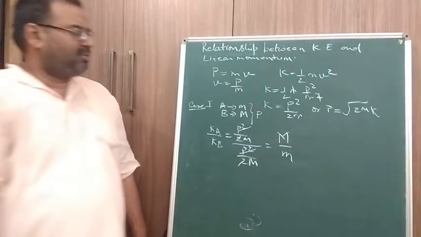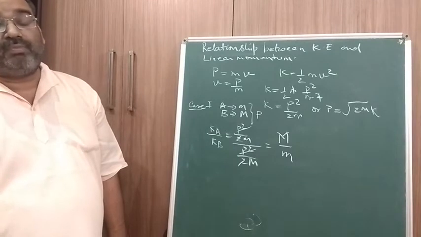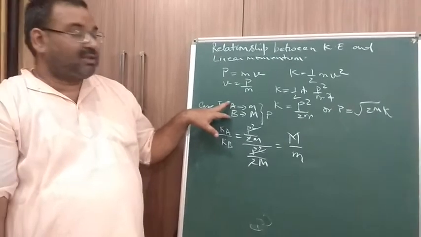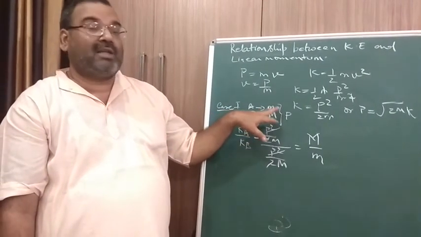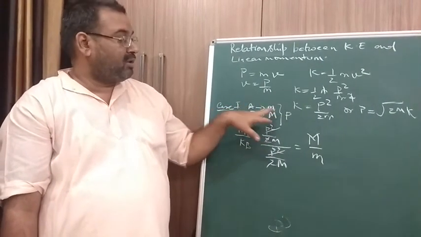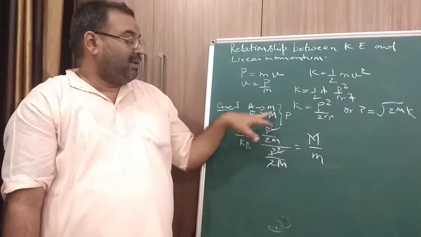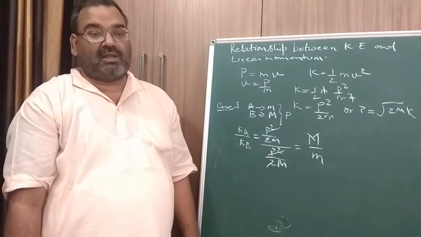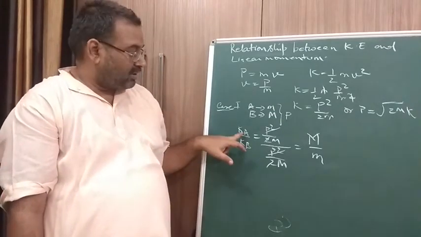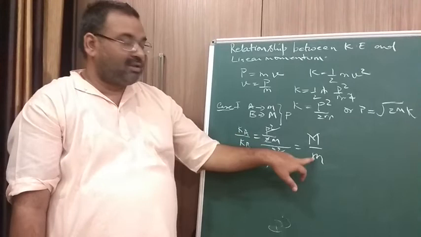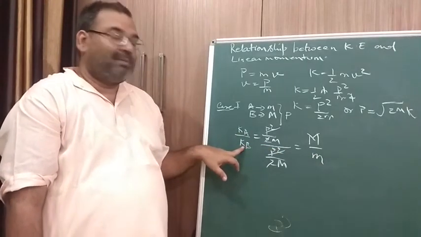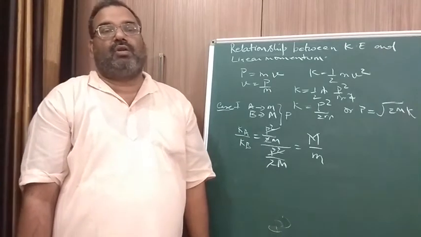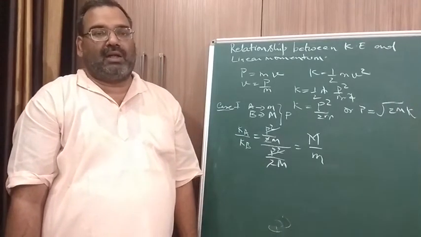So if two bodies have got different masses but the same momentum, then the ratio of the kinetic energies is in the inverse ratio of their masses. Okay, this is the inverse ratio. What was the mass of A? Small m, it is down, and what was the mass of B? Capital M, it is up. So the kinetic energies will be in the inverse ratio of their masses. This is case number 1.